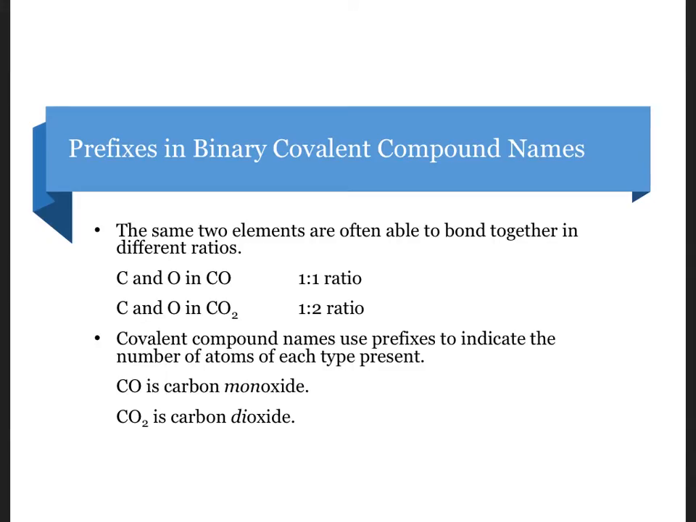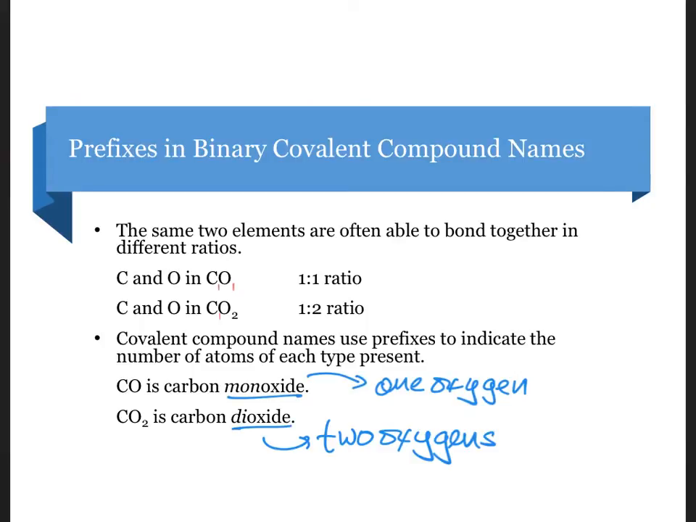Two nonmetal elements can often combine in a variety of ratios. For example, carbon and oxygen can combine in a 1-to-1 ratio or a 2-to-1 ratio. How do we name them so we know which carbon-oxygen compound we're talking about? Binary covalent compounds use prefixes to indicate the number of atoms present. CO becomes carbon monoxide, while CO2 becomes carbon dioxide.